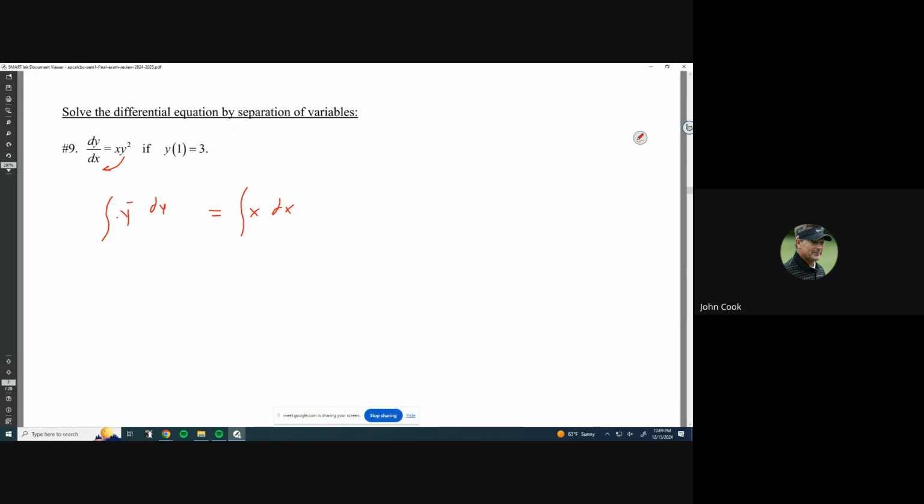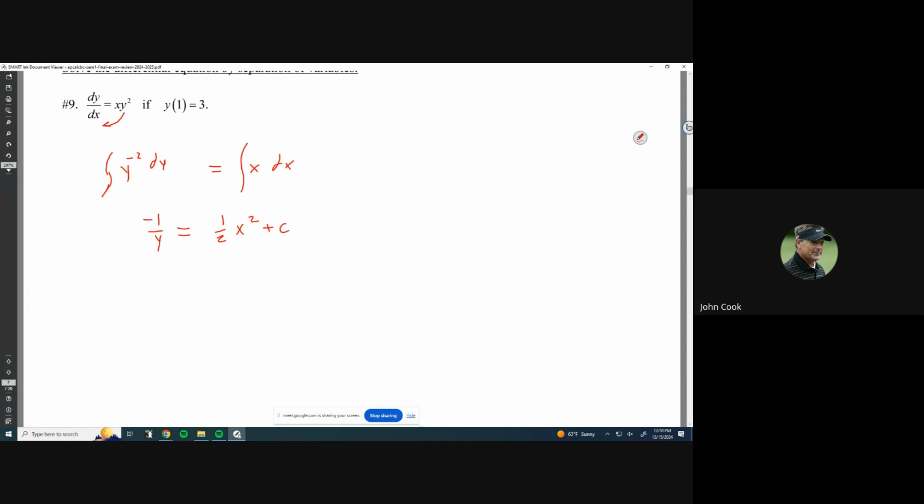That's the same as saying y to the -2nd power, so use the power rule for that, and you get y to the -1st times -1. So that's going to be a -1 over y. Antiderivative of x is 1 over 2x squared plus c. And then let's get y all by itself. So I'd multiply by y on both sides, and then divide by all that stuff. So y is equal to -1 over all that stuff right there. Here's my general solution to the differential equation.